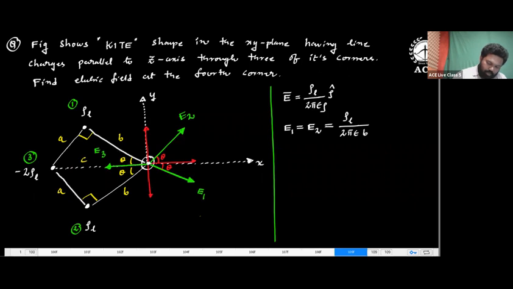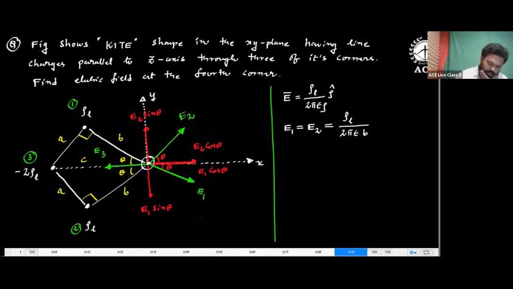So what happens to this one? Here it is E2 sin theta. Here it is E1 sin theta. Here it is E2 cos theta. Here it is E1 cos theta. Clear, beta?